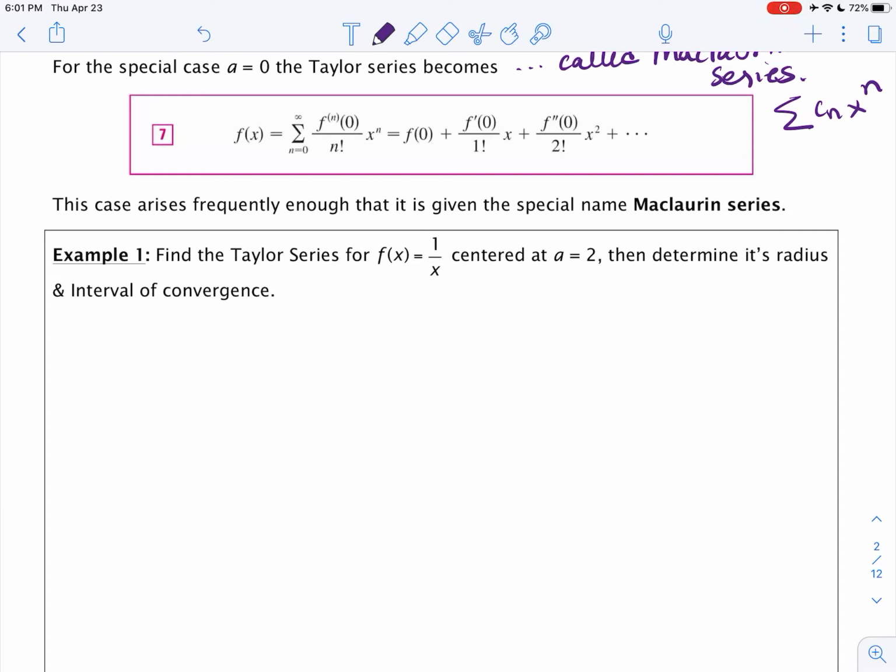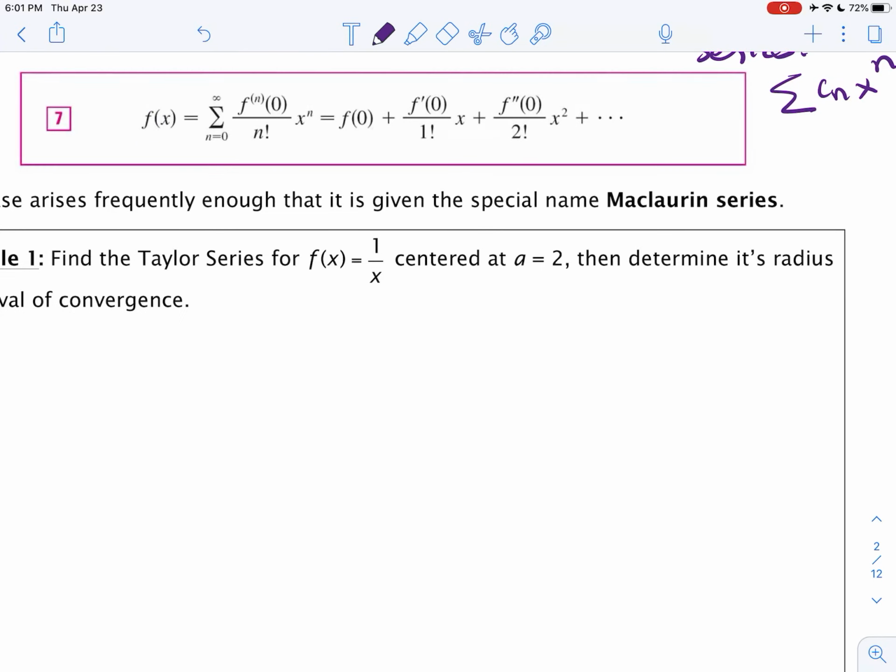So here we go. In this instance, it says find the Taylor series for f of x equal to 1 over x centered at a equal to 2, and then determine its radius and interval of convergence.